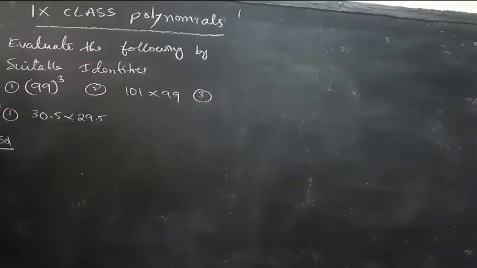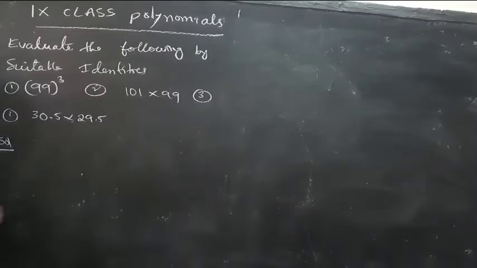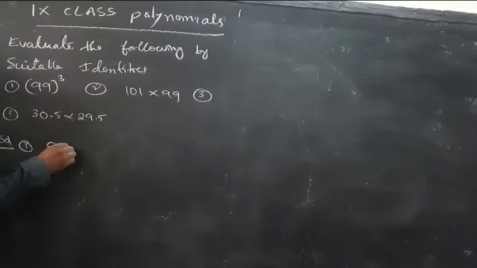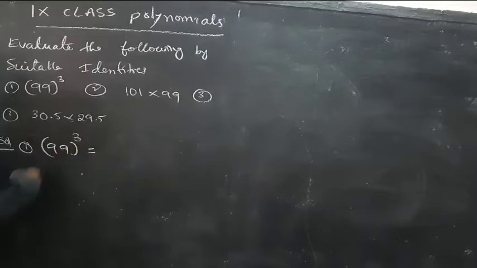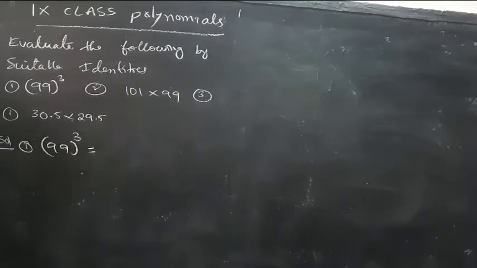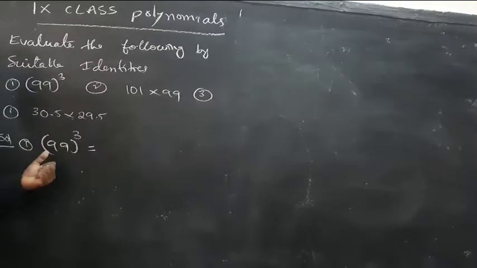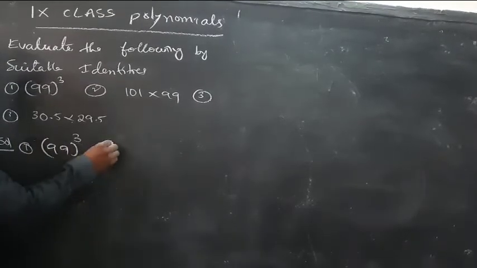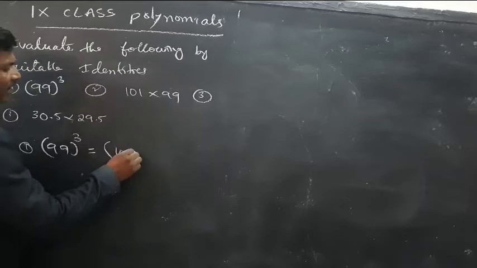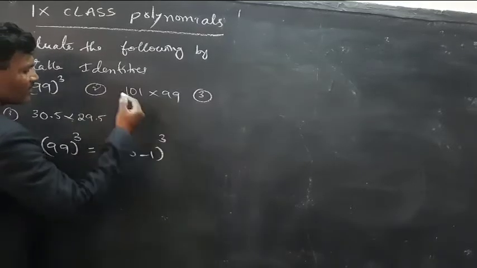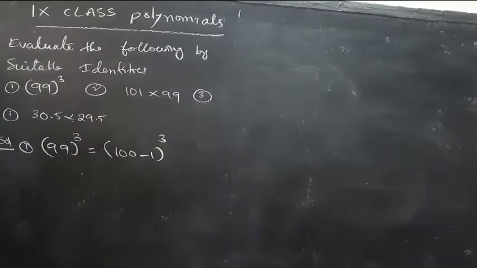Evaluate the following by suitable identities. First question, 99 whole cube. To use the identity, first you have to find the nearest number to 99. So I am writing 99 as 100 minus 1.